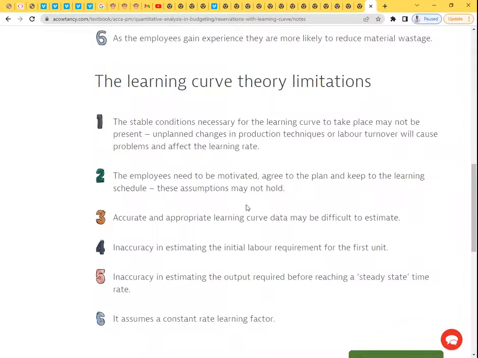Number three, accurate and appropriate learning curve data may be difficult to estimate. How do you get R? Inaccuracy in estimating the initial labor requirements for the first unit. I mean, there's an assumption of A. Inaccuracy in estimating the output required before reaching a steady state time rate. It assumes a constant rate learning factor. You can still add these points to whatever points you have discussed there. Very, very important points. So please, once you finish writing this, let me know.